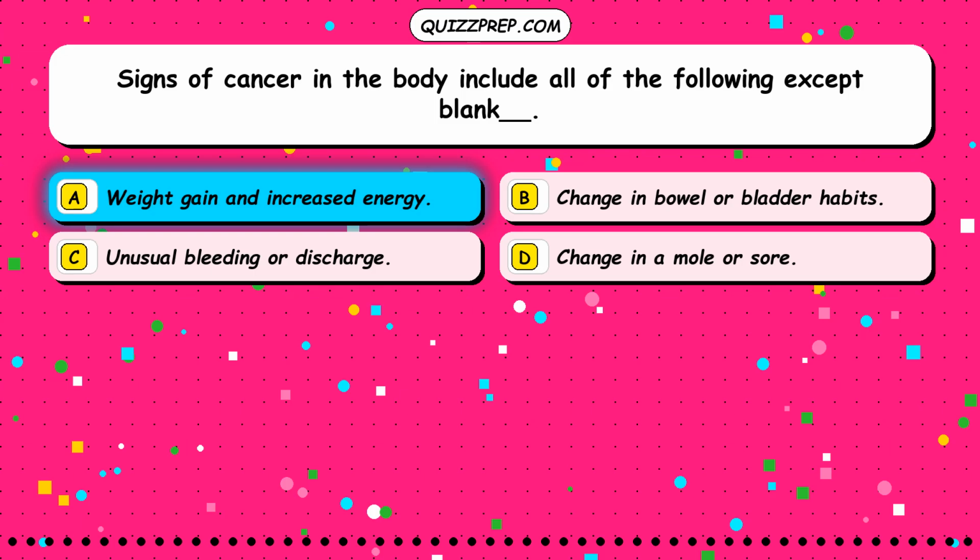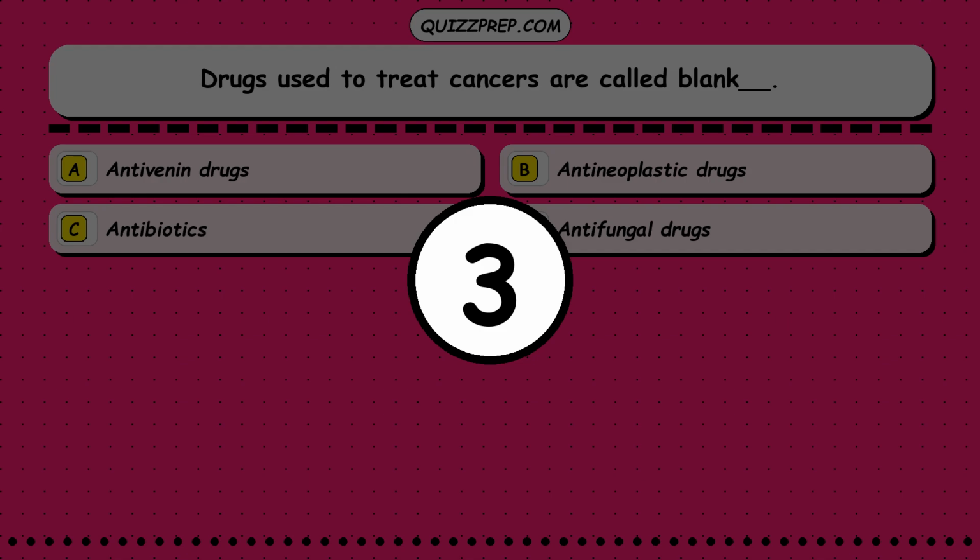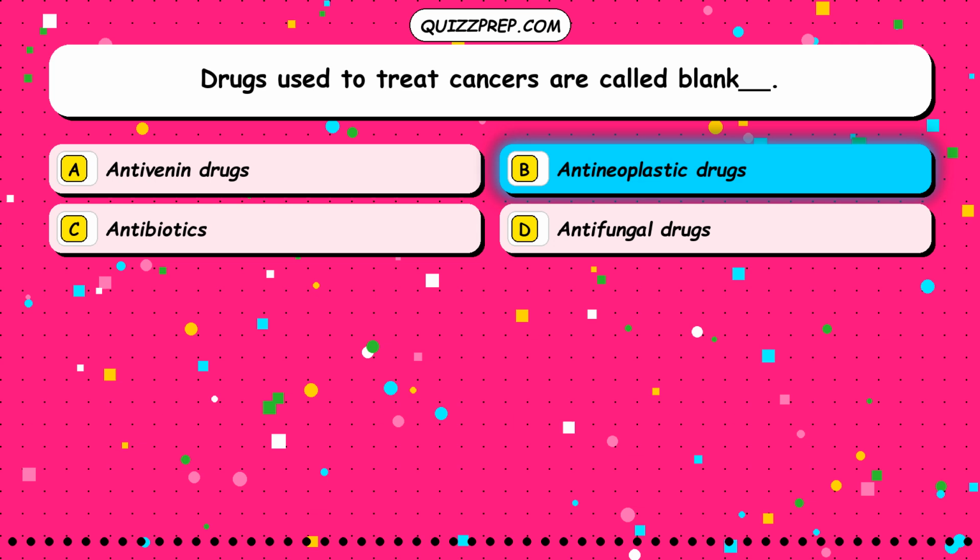The correct answer is option A, weight gain and increased energy. Question 189. Drugs used to treat cancers are called blank blank. Option A, antivenin drugs. Option B, antineoplastic drugs. Option C, antibiotics. Option D, antifungal drugs. The correct answer is option B, antineoplastic drugs.